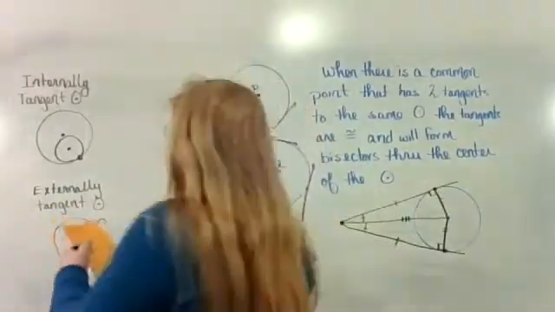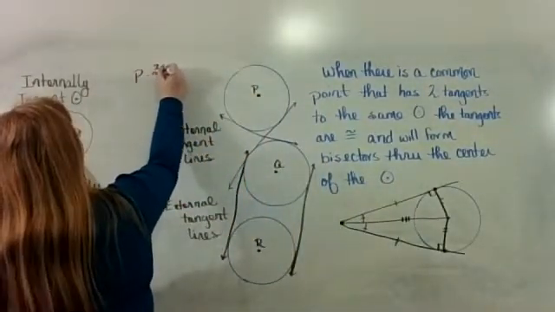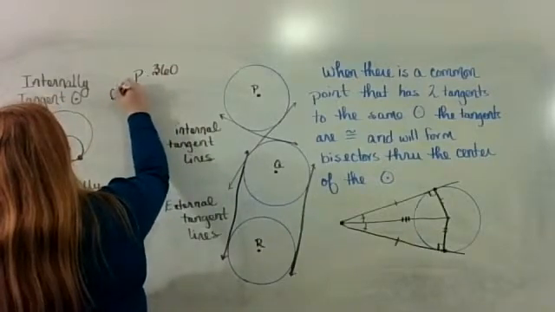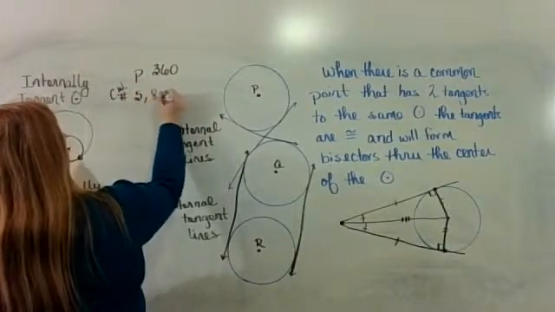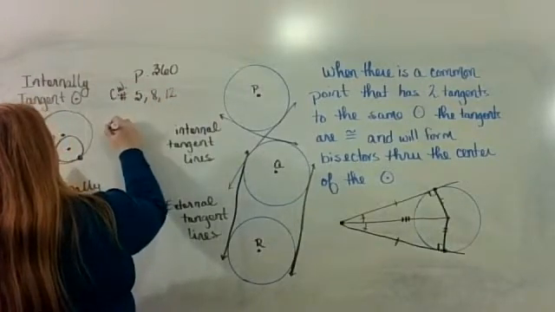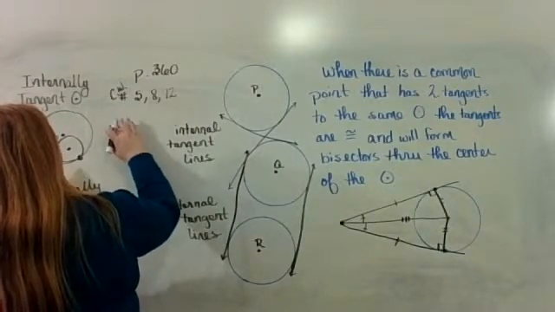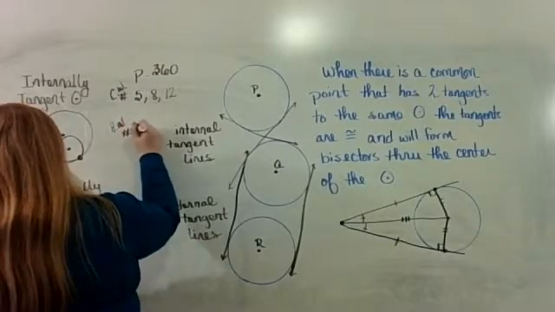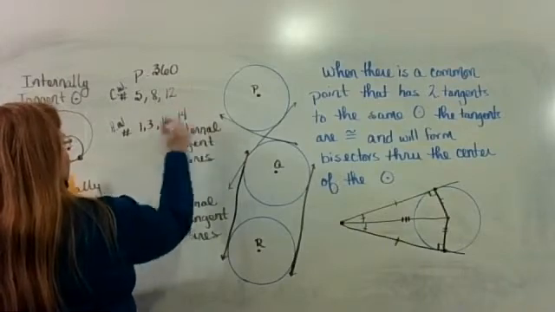Just saying. So on page 360, classwork, numbers 5, 8, and 12. And then the homework is numbers 1, 3, 10, and 14.